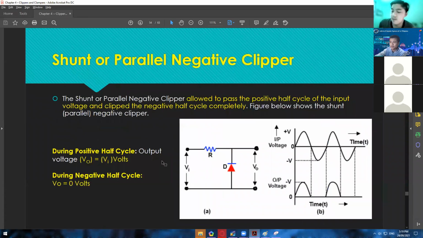All right. So, last topic, not yet pala. This one is still part of number 4, which is the shunt or parallel, but this one now is a negative clipper. So this is the opposite of the previous one. In here, we have VO is equal to VI during the positive half cycle, and then during the negative half cycle, we have VO is equal to 0. Okay, so once you fully understand the parallel positive clipper, you will also understand this one. So just interchange the formula, or interchange the things that will happen.